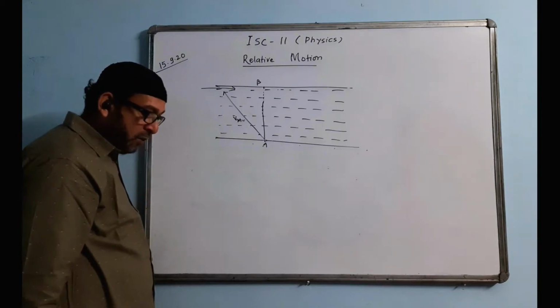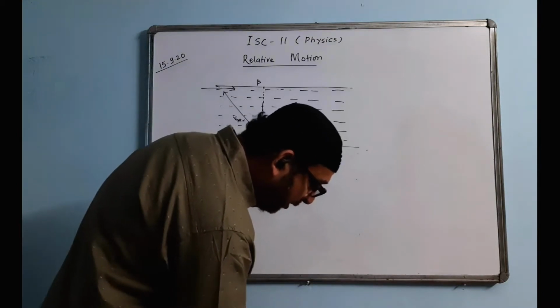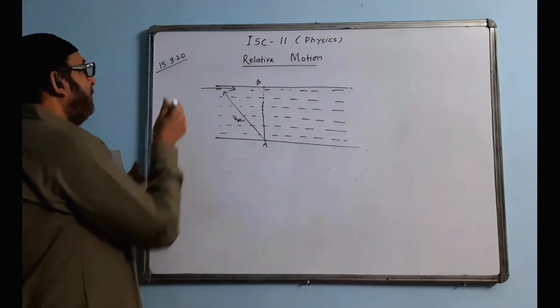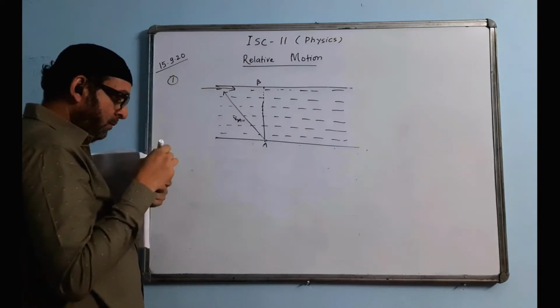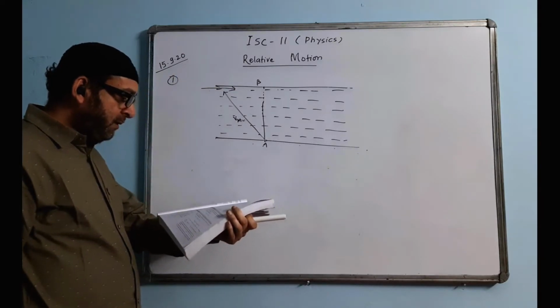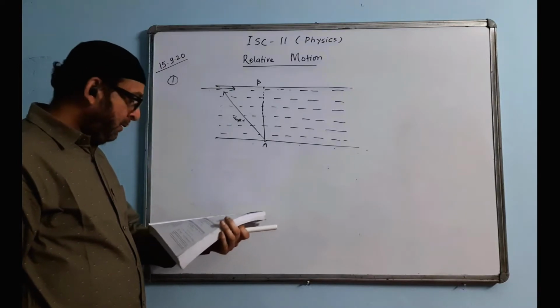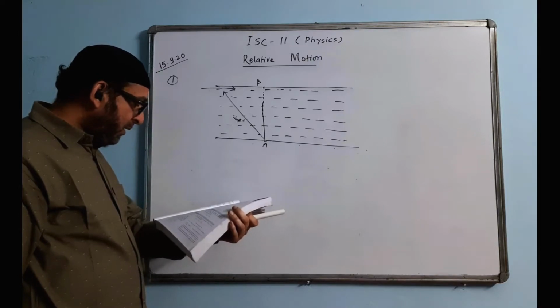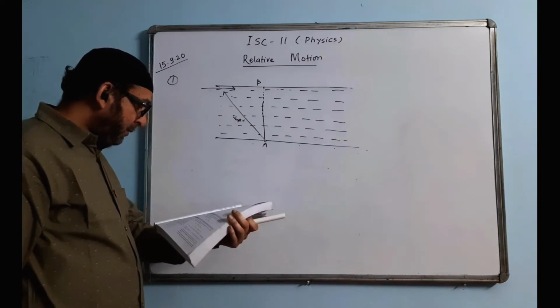So I take a question. That is question number 1 from your book. Question number 1. And the question says, a river is flowing from west to east at a speed of 5 meters per second.